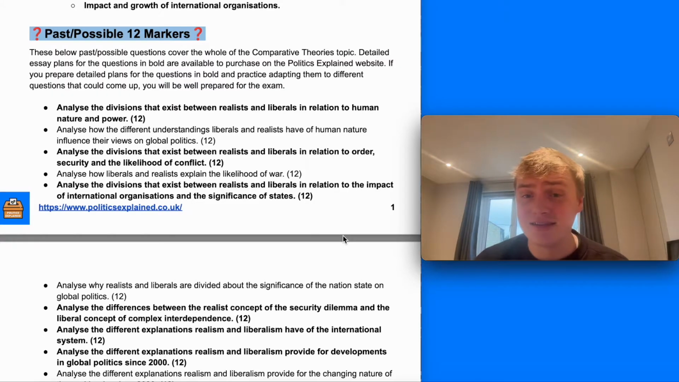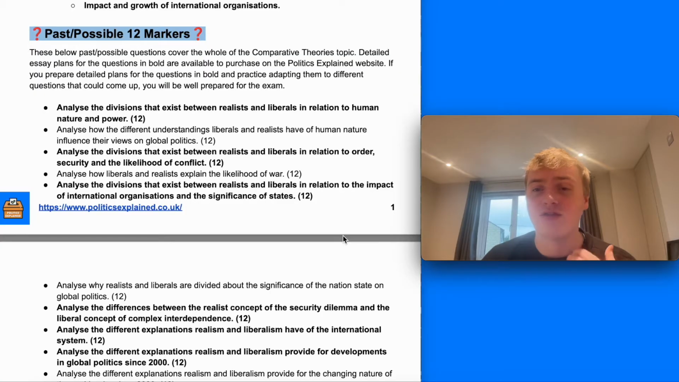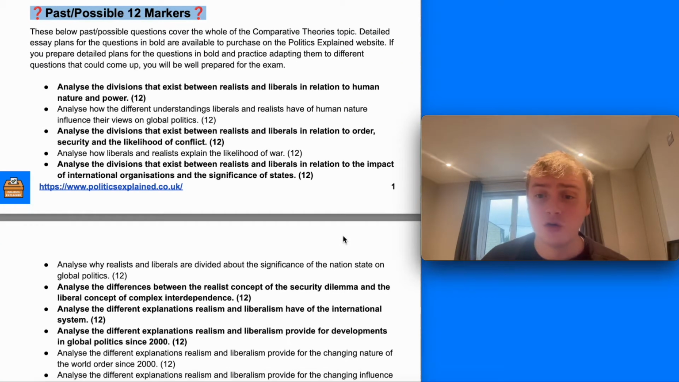This is exactly the same, but you're going to be asked to compare realism and liberalism, and often the key ideas of them. So how do they differ in their view of human nature and power? How do they differ overall could be a question. How do they differ in relation to order and security? The impact of international organisations and the significance of states. So really key questions about the international community, global politics, and how it operates.